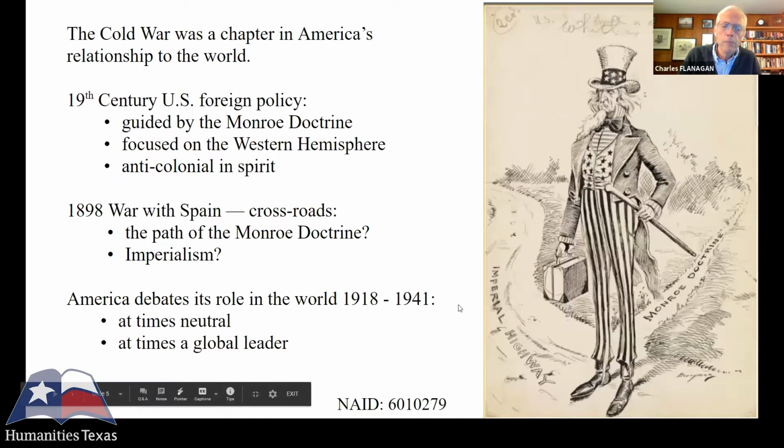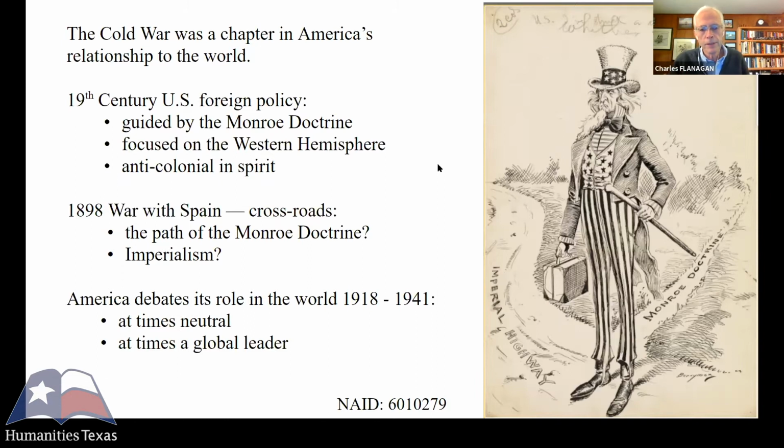Now, to understand the Cold War, you have to see it as one chapter in a bigger story. It's the bigger story of the relationship of the United States to the world. So if we dial back to the late 19th century, what we see is that throughout the 19th century, U.S. foreign policy has been guided by the Monroe Doctrine. It's been focused on the Western Hemisphere, and it's been largely anti-colonial in spirit.